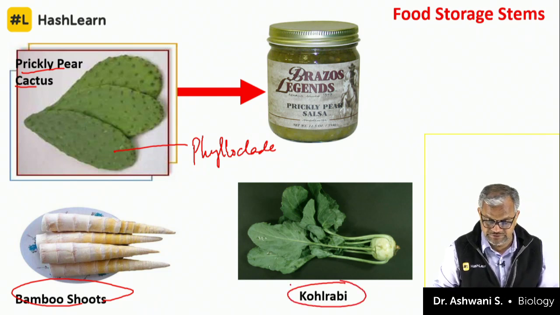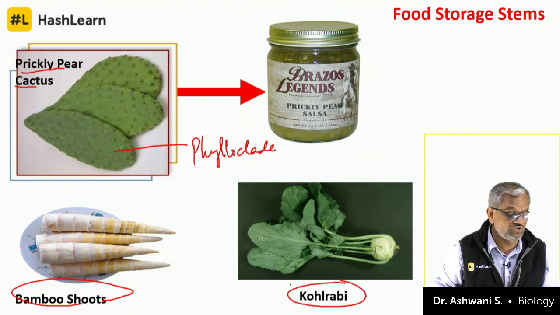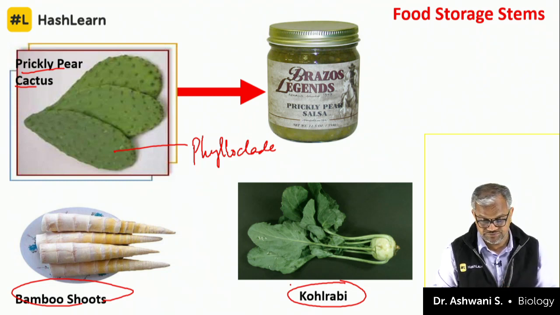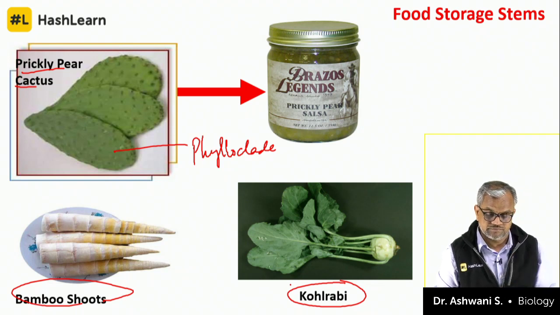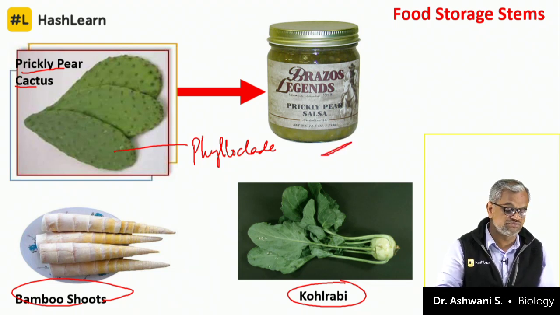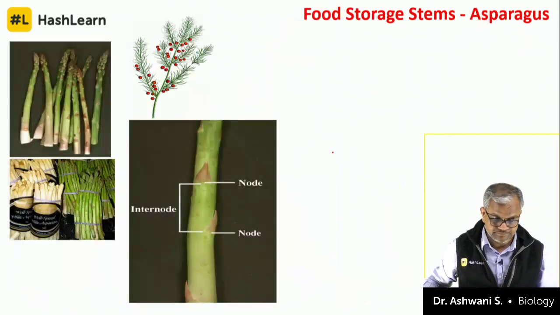So this is kohlrabi, okay, knol-khol, okay, this is kohlrabi. Don't write kolavari, okay, this is kohlrabi. Do remember this. And these are all salsas which are used in European nations and all.